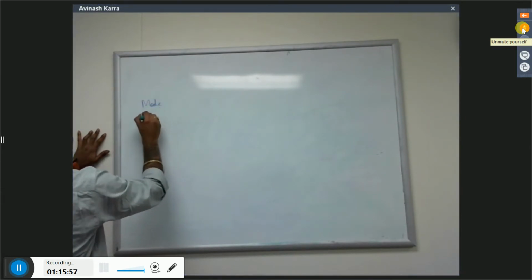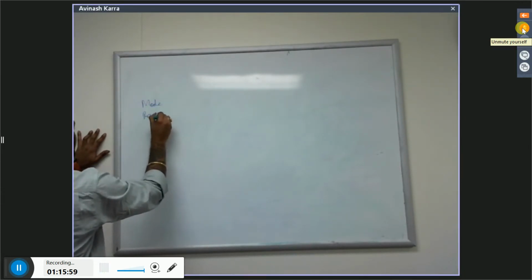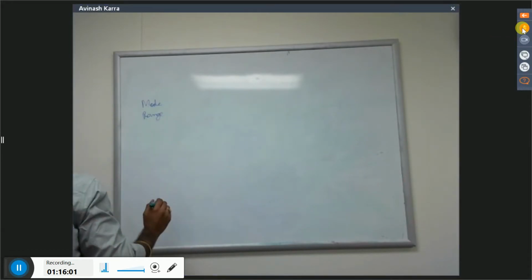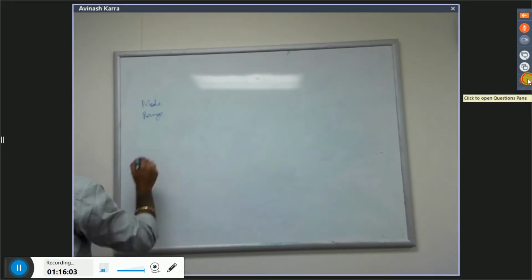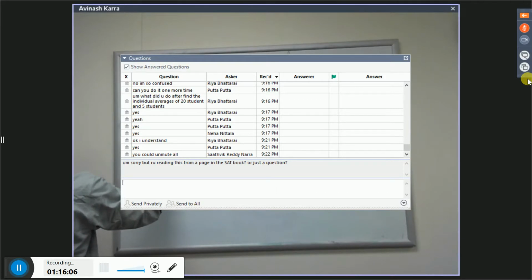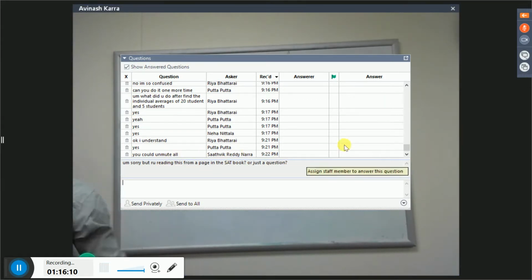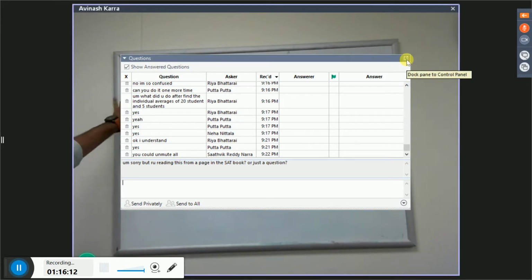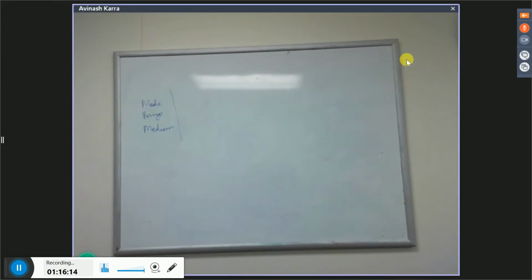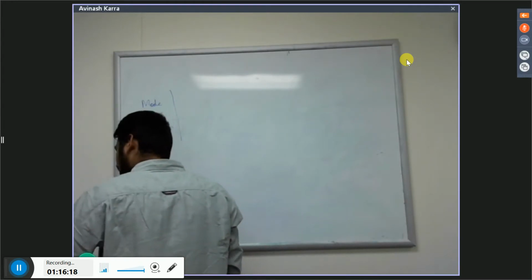Okay, now coming to one more concept: mode, range, and what else? Median. These are the three words you will be facing in averages. Let us take a sequence in the example itself.